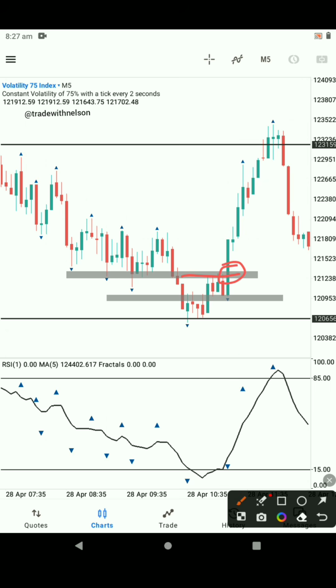Once it breaks this resistance zone, you will enter your buy immediately, and your target will be the next resistance zone that we mark from our higher time frame. So entry will be here, stop loss will be below this low, because you don't expect the market to come and take out this low, and then your target will be here: target, entry, and then your stop loss.